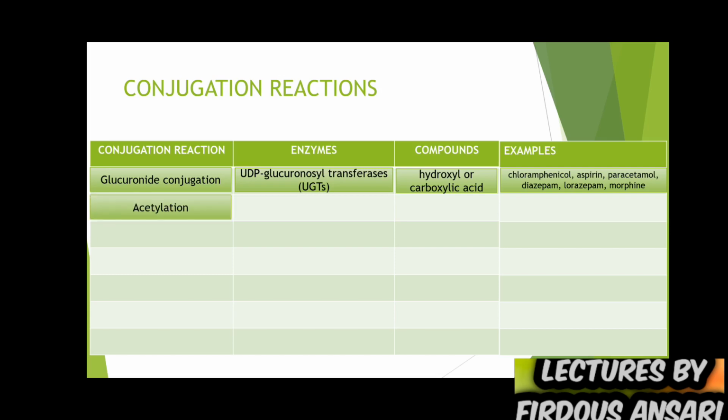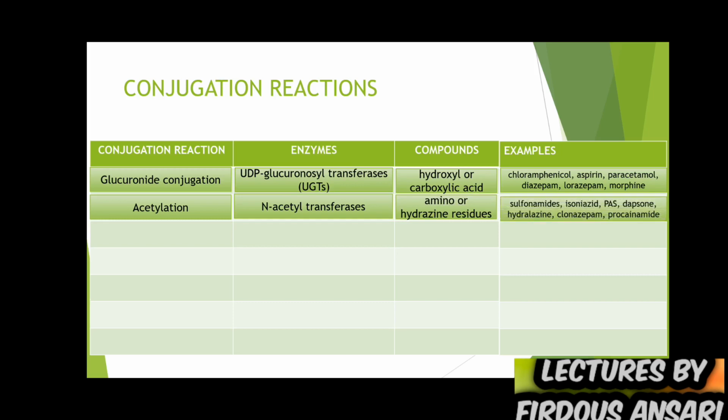Next, the second one is the acetylation reaction, and the enzyme involved over here is N-acetyl transferase. So we are transferring an acetyl group. Compounds having amino or hydrazine residues are conjugated with the help of this enzyme. Examples of drugs include sulfonamides, isoniazid, PAS, that is para-aminosalicylic acid, dapsone, hydralazine, clonazepam and procainamide, and various other examples are also there.